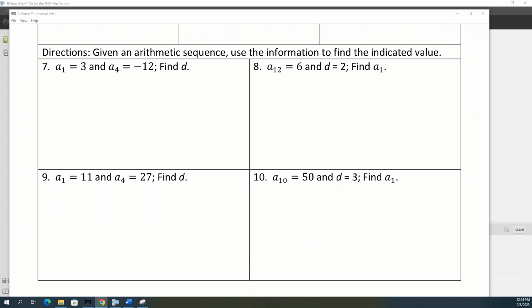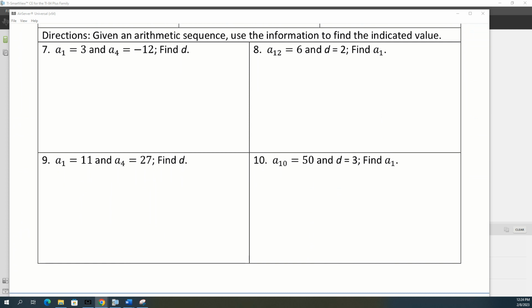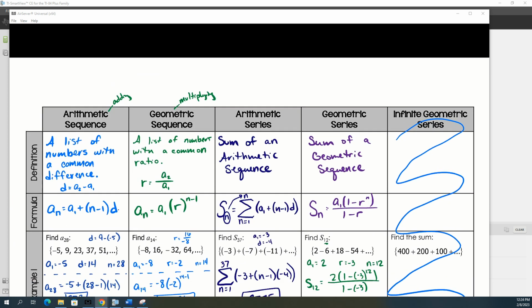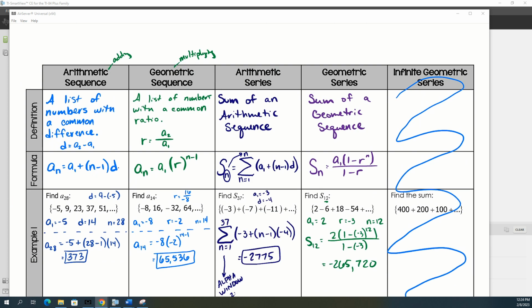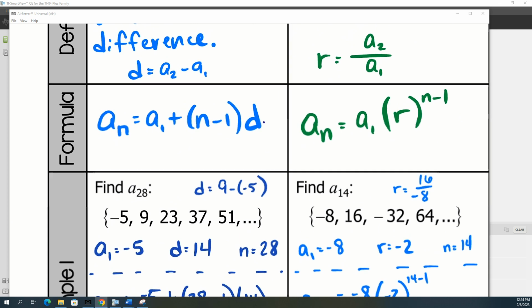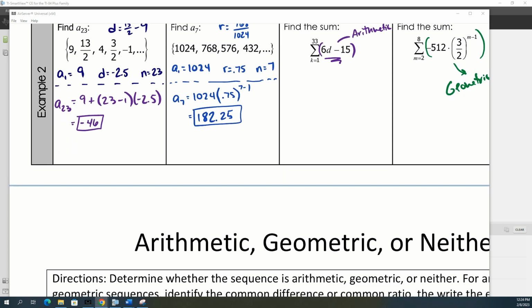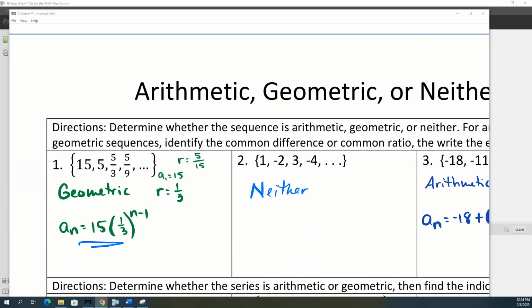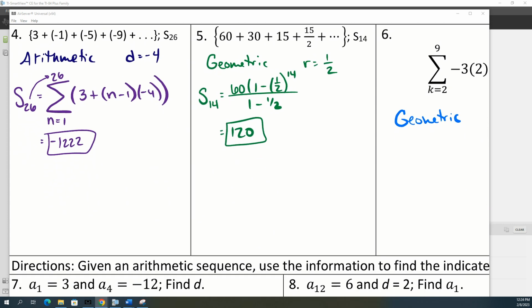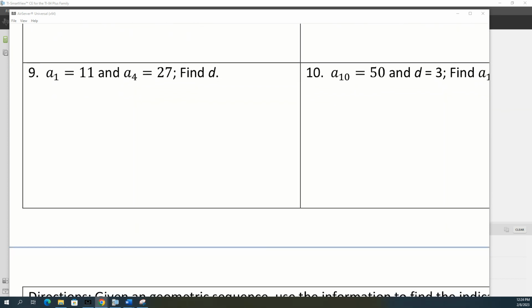So to do those 7 through 10, we're going to need the formula for an arithmetic sequence, which is this one. So I'm just going to write it at the bottom of my page so I can use it without having to look around everywhere. You guys might not need to.